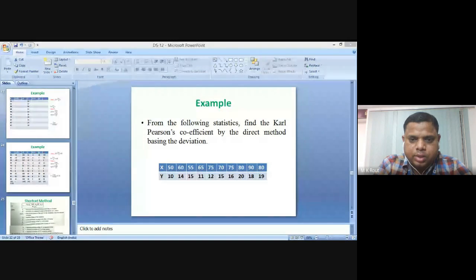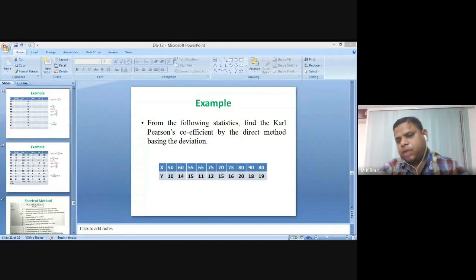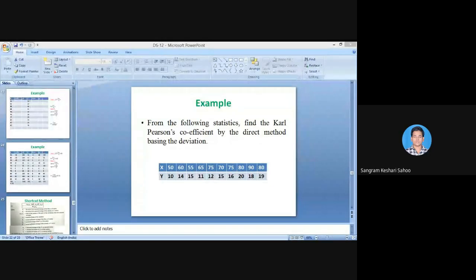And for calculating the standard deviation for y, that equals the square root of sum of y square divided by n. Sangram, what is the answer for the standard deviation, sigma y? Solving, sir, solving.